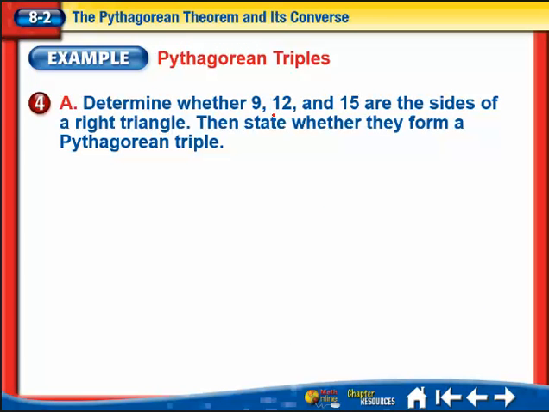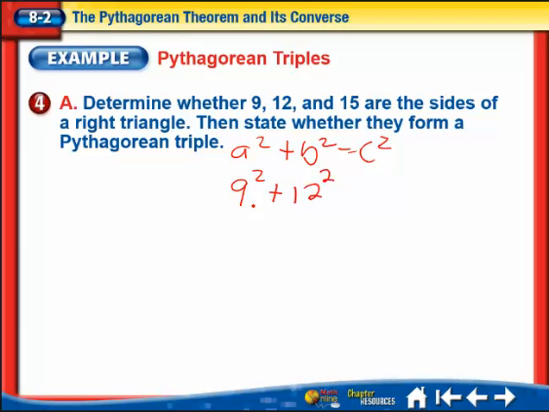Okay, we need to determine if these are sides of a right triangle. We know that if we have a right triangle, we can say a squared plus b squared equals c squared. Now we need to know, do these three sides make a right triangle? Well, if they do, then a squared plus b squared equals c squared will be a true statement. It will be true. So let's plug it in and see if we get a true statement.